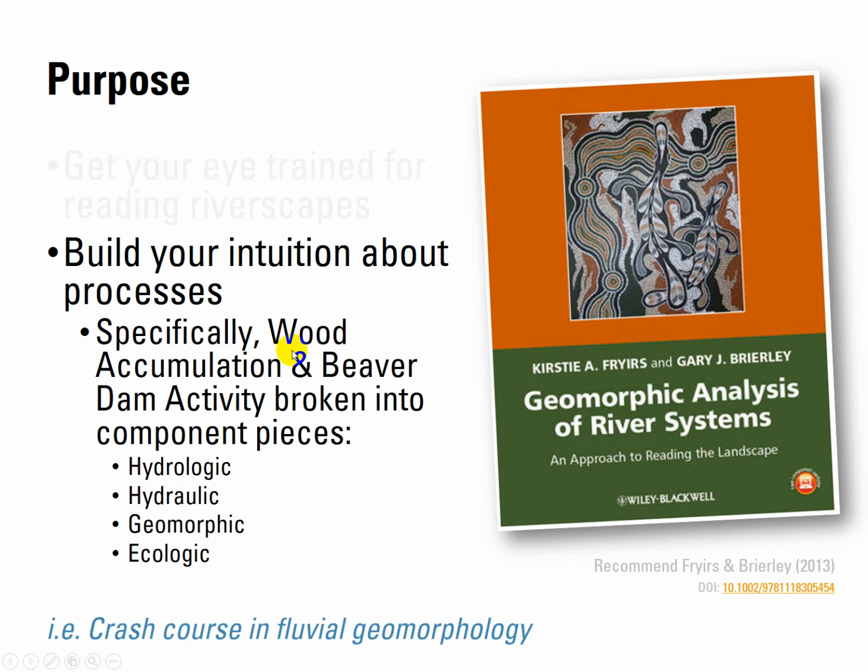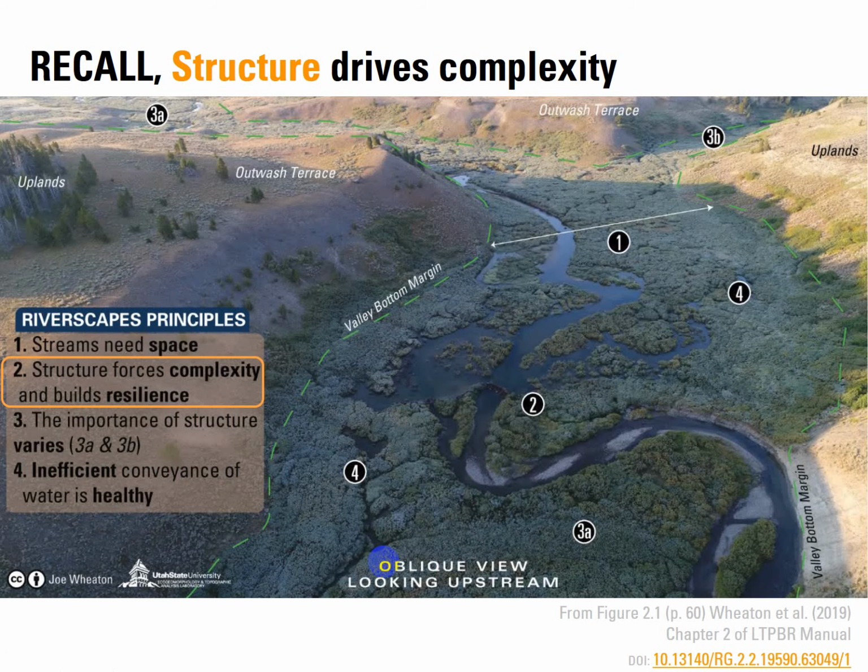So we want to build your intuition about the key processes of wood accumulation and beaver dam activity, but broken into those component pieces we spoke about in Module 1. So hydrologic, hydraulic, geomorphic, ecologic. So it's kind of a crash course in fluvial geomorphology. And again, the Frias and Brierley is a good introductory text. Recall from Module 1 also the principles. Principle 2, that structure forces complexity and builds resilience. And in this example, it's a beaver dam that's shown as that example.